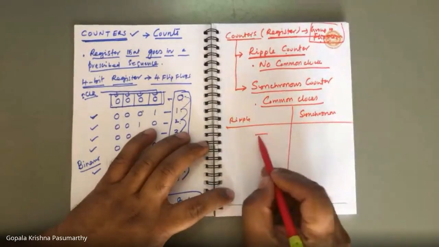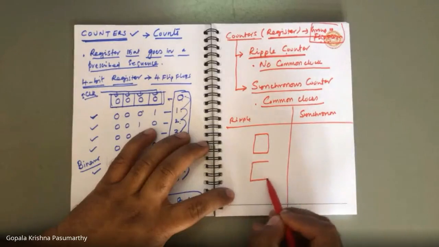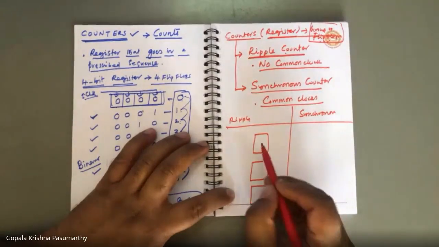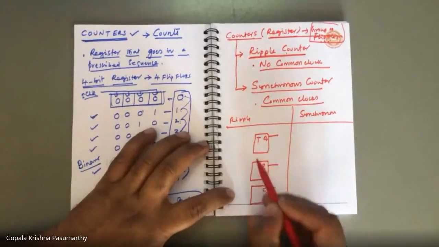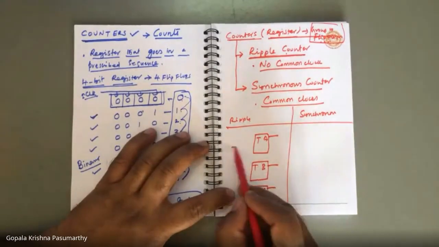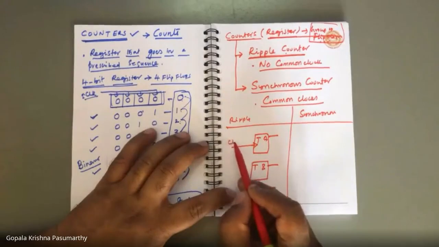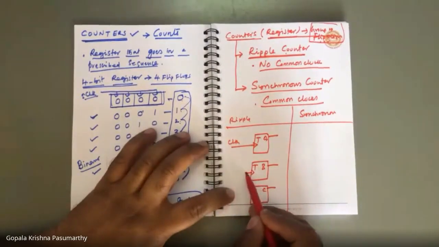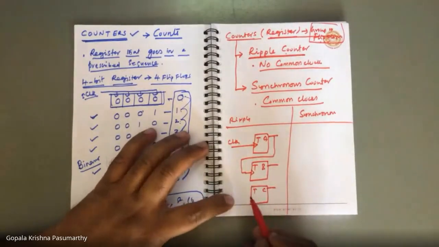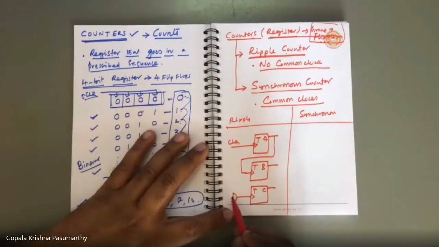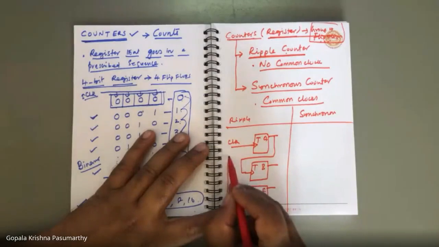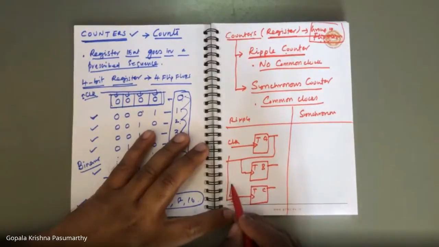How does ripple work? For example, I have a counter with 3 flip-flops called A, B, C. All are of type T. Let us take an example. The first clock is coming from the clock. The second clock is coming from the first flip-flop output. The next clock is coming from an AND gate where one input is coming from this one and the second input is coming from this one.